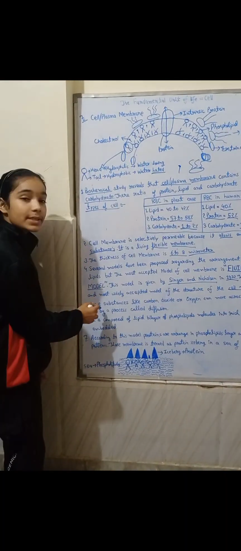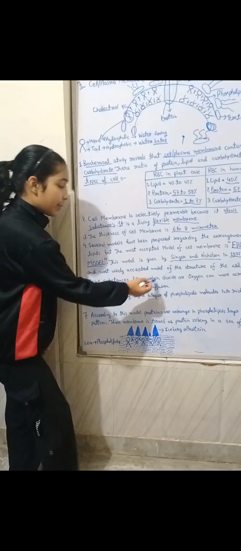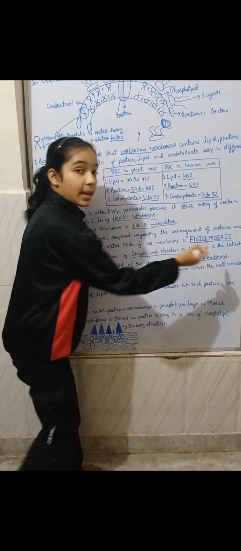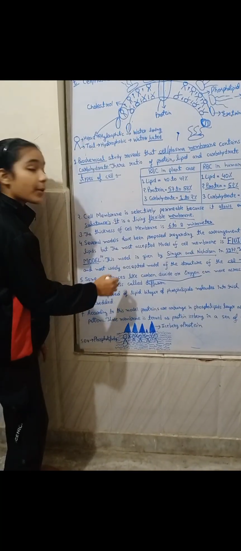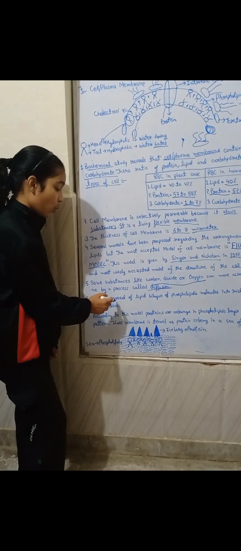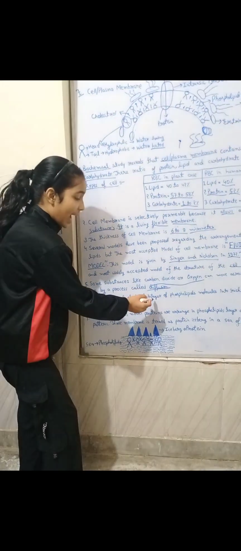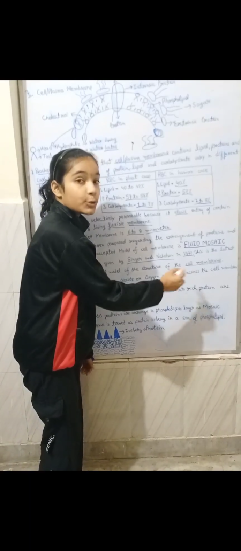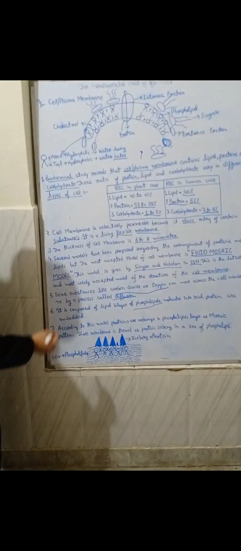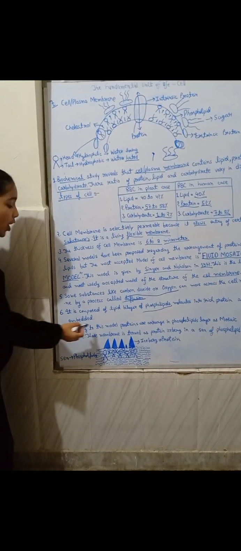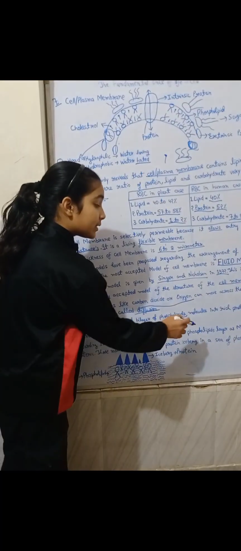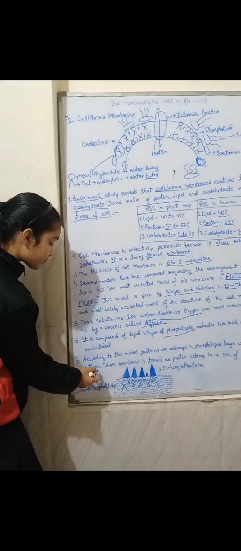Fifth one, some substances like carbon dioxide or oxygen can move across the cell membrane by a process called diffusion. It is composed of a lipid bilayer of phospholipid molecules in which proteins are embedded. 7. According to this model, proteins are arranged in the phospholipid layer in a mosaic pattern.